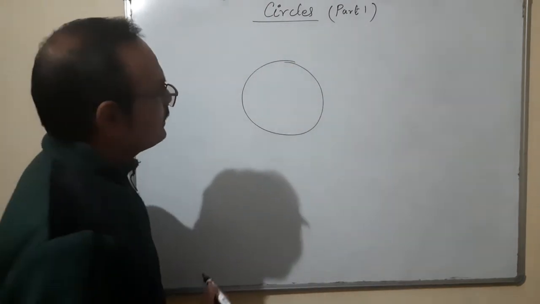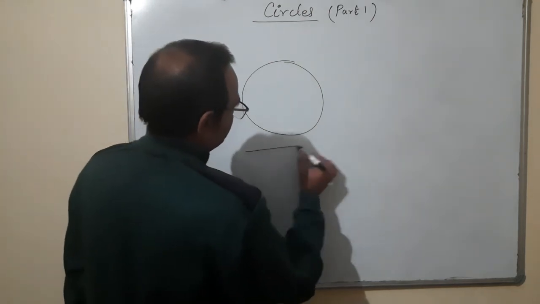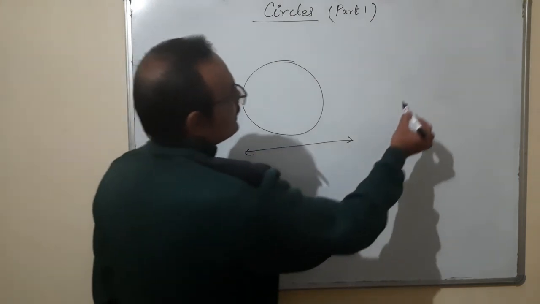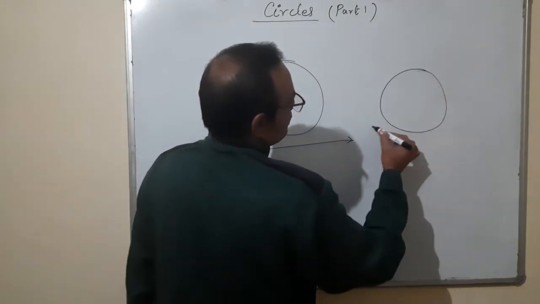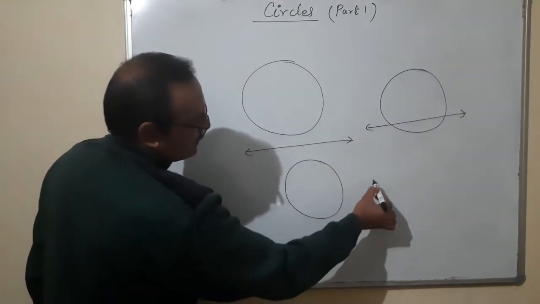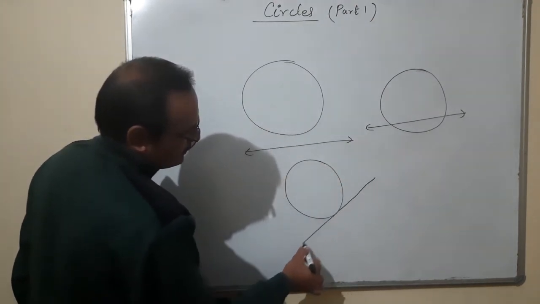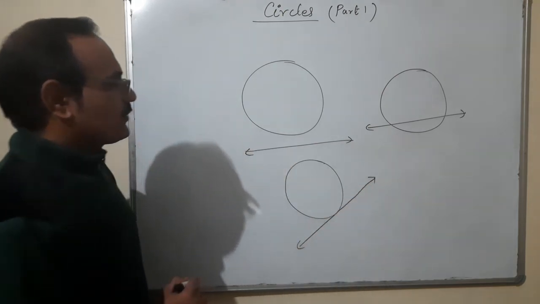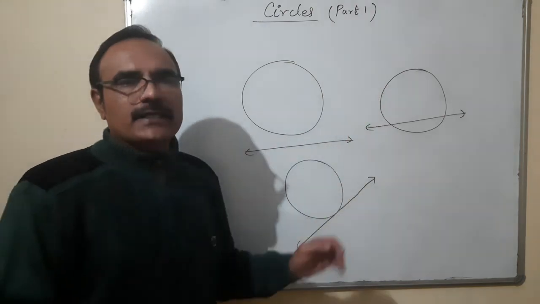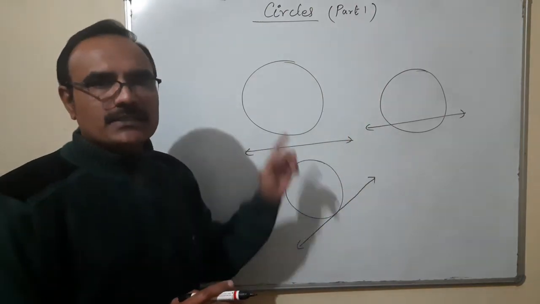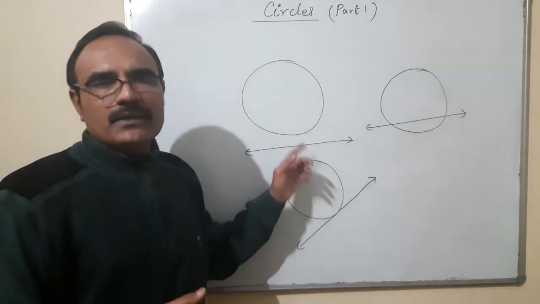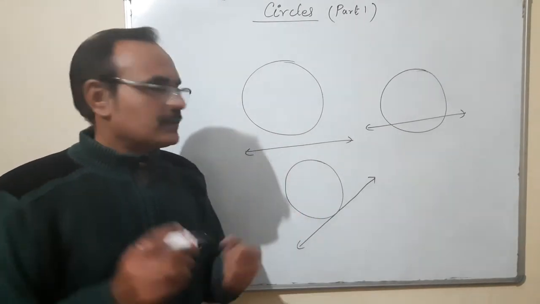There is a circle and there is a line. This is one condition. Second, there is a circle and this is the line. And third, this is the circle and that is the line. What is the difference between the first, second and third diagram? In the first diagram, the circle and line are disjoint. That means there is no common point between them. The circle and line are separate.